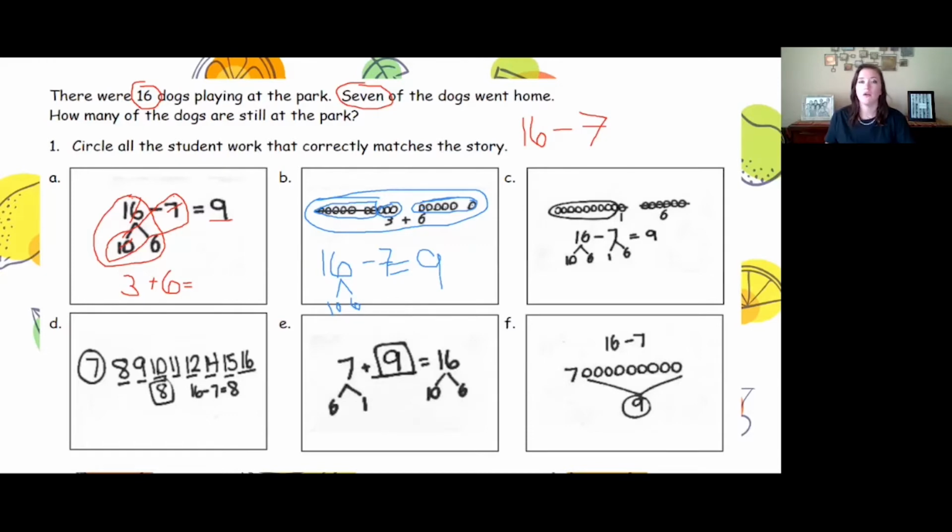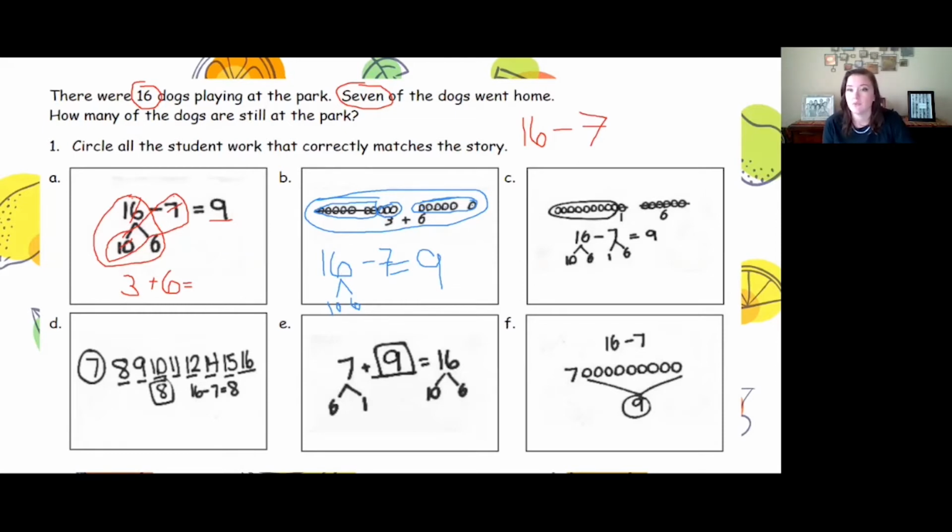Awesome. All right, so let's check student C. Let's choose this color. All right, I like this one a lot. I see that there's number bonds. I see that there's pictures. Well, let's see if they got the same answer. So we have 16 minus 7 equals 9. So they definitely got the answer right. But let's check their work.